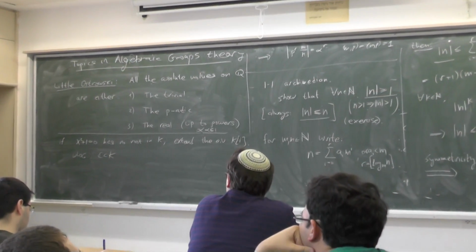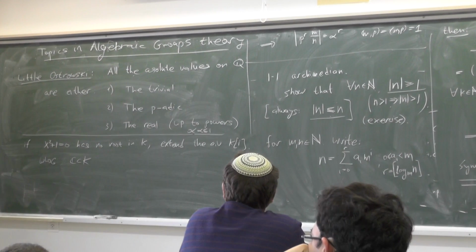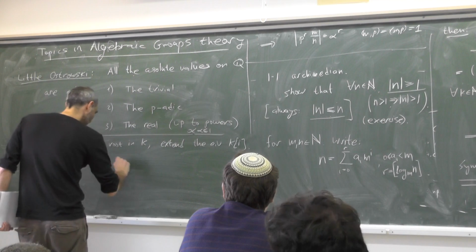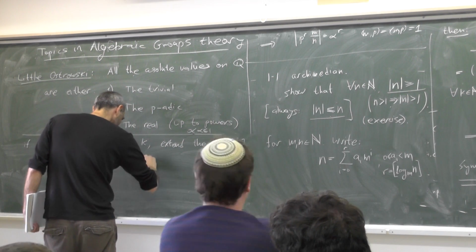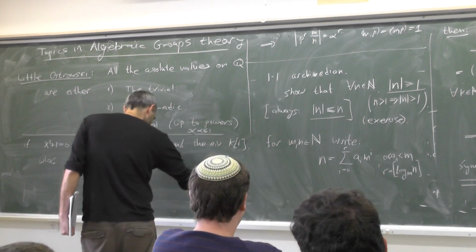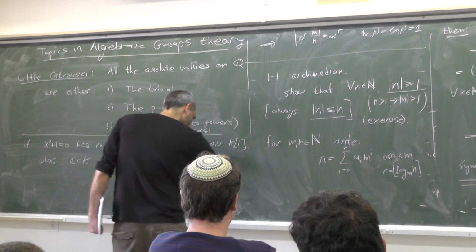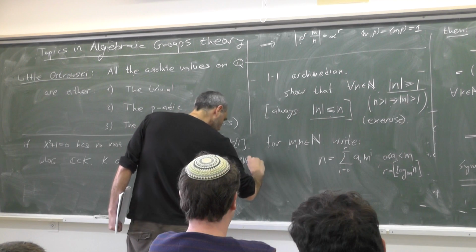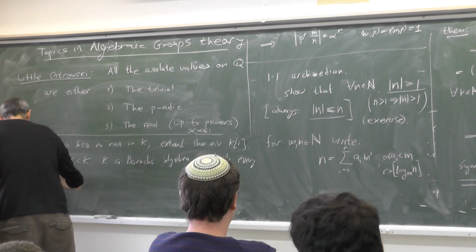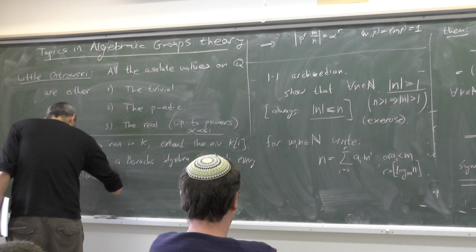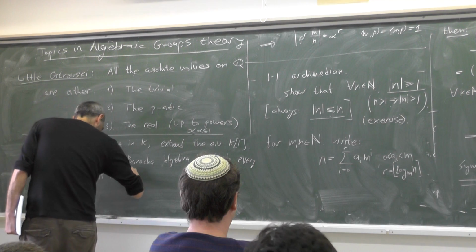So K becomes actually a complex Banach space, and in fact it is multiplicative. So it's a Banach algebra, in which every non-zero element is invertible.